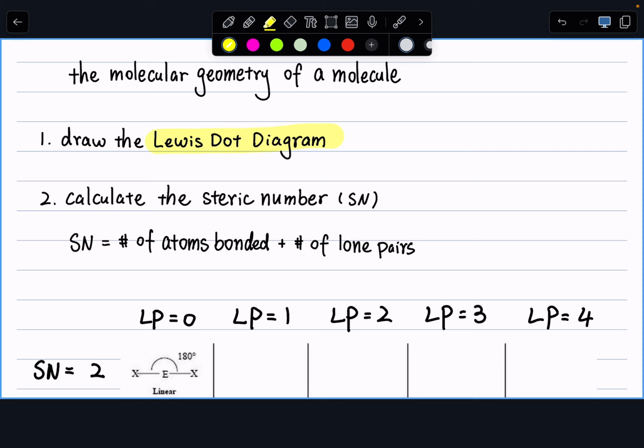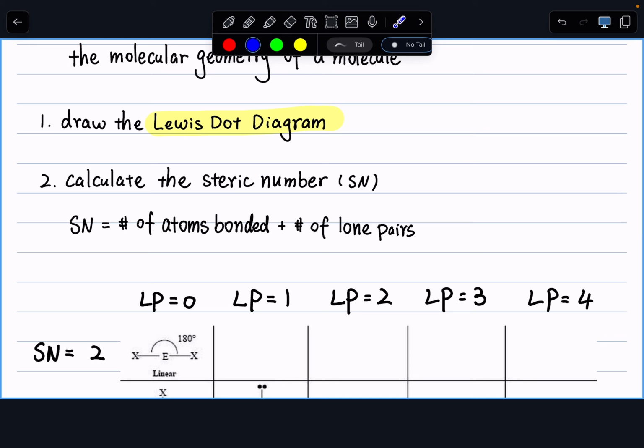You connect all atoms with single bonds, and then put double bonds, formal charges, and lone pairs into the Lewis dot diagram to make it correct. After we find the Lewis dot diagram, you can calculate the steric number. So steric number, it sounds scary, but it's actually just the number of atoms plus the number of lone pairs surrounding the atom of interest.